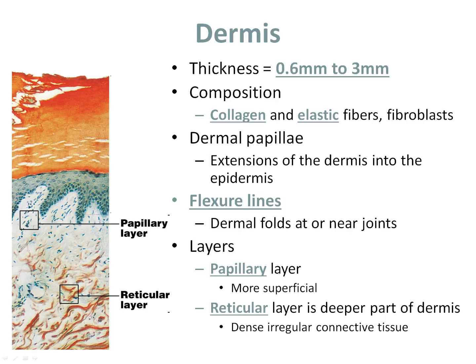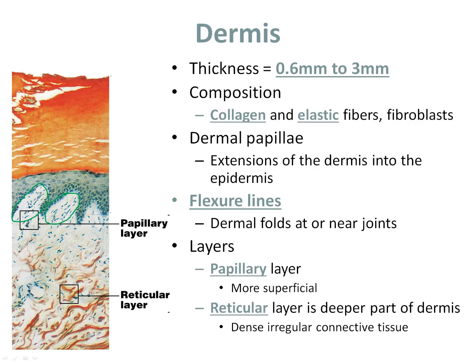Our next layer is the dermis. The dermis is between 0.6 millimeters and 3 millimeters thick, so it's fairly thin. The composition of the dermis is mostly collagen and elastic fibers and fibroblasts. Remember, fibroblasts are the building cells of connective tissue. The dermal papillae are extensions of the dermis that reach into the epidermis. So you can see the dermal papillae right here. And they're going to make up the papillary layer of the dermis.